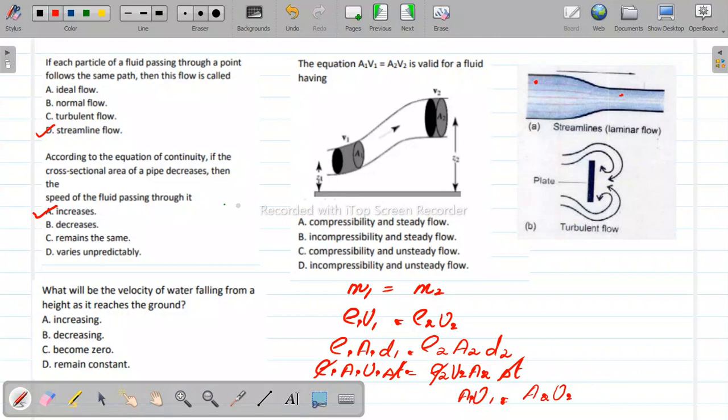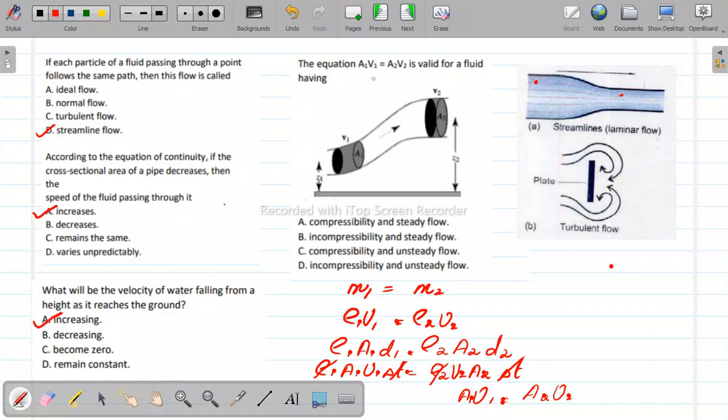Now, what will be the velocity of water falling from a height as it reaches the ground? We know that whenever we are dealing with free fall motion, the speed of the object at the start of the journey is zero and it keeps on increasing due to gravitational acceleration. Like every 1 second, the velocity increases by 9.8 meters per second squared. And we say that the velocity of the object is maximum just before hitting the ground. So this makes us conclude that the speed keeps on increasing.